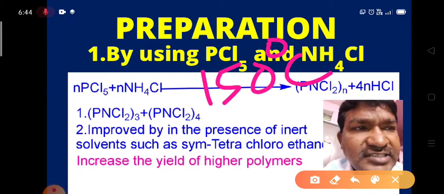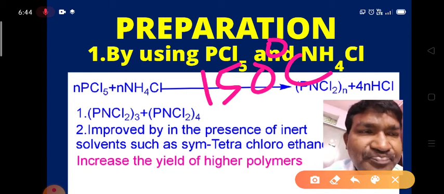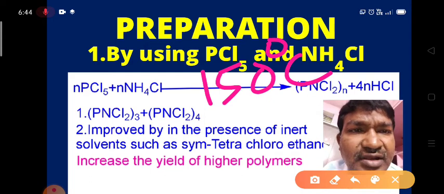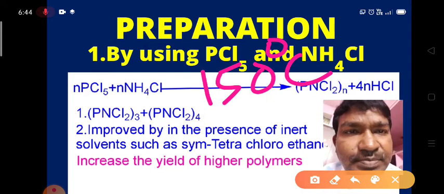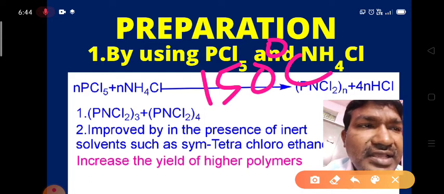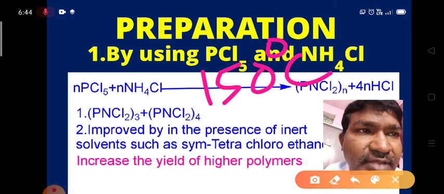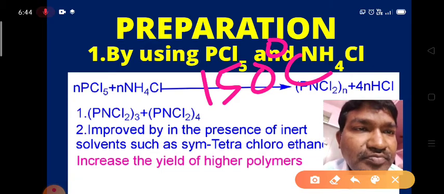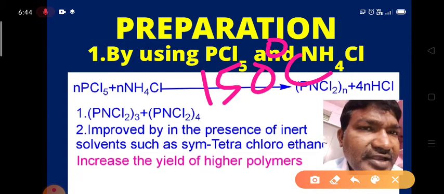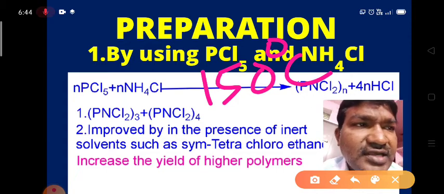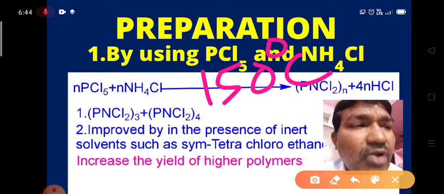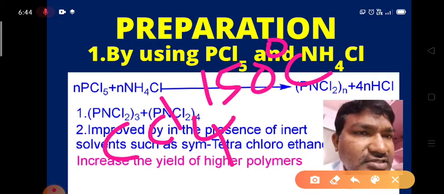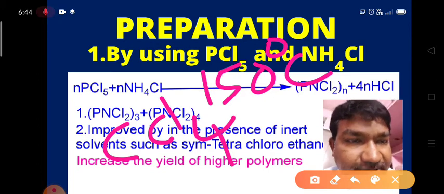You know very well that HCl is a vapor, so that goes outside. And this mixture mainly contains trimer and tetramer, that is (PNCl2) taken 3 and (PNCl2) taken 4. Mainly these 2 compounds are present. Later on this method is improved by conducting this reaction in the presence of inert solvents like carbon tetrachloride. It is an inert solvent.